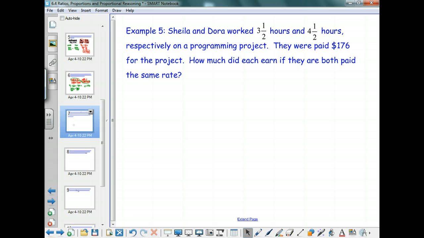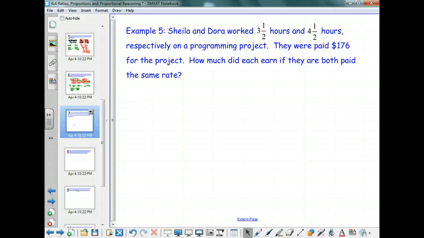All right, this one's a little bit different. I'll do this one to set it up for you anyway. Okay, so we've got Sheila and Dora. Sheila and Dora worked 3.5 hours and 4.5 hours respectively. So that means Sheila worked 3.5, Dora worked 4.5. Okay. They worked on a programming project and they're paid $176 for the project.